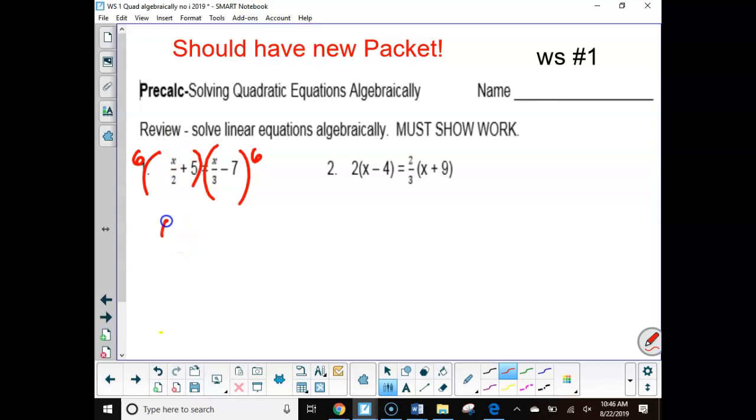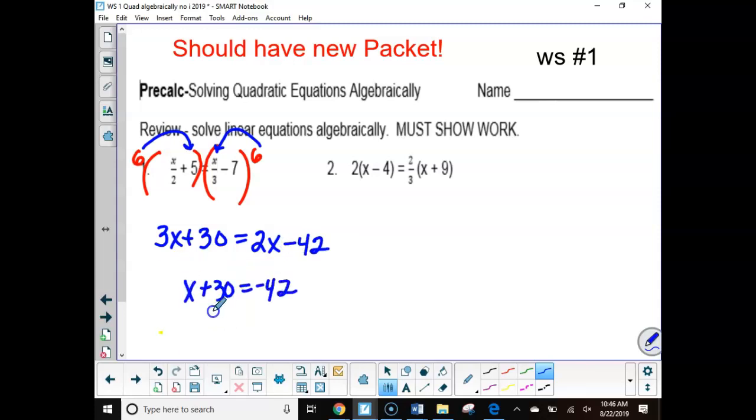All right, so if I distribute here, I get 6 times x divided by 2 would be what? 3x. Plus, remember it's still multiplying here, 6 times 5 is 30. Over here, 6 times x divided by 3 would be 2x. And 6 times a negative 7 would be negative 42. If I subtract 2x, if I subtract 30, I didn't show a lot of work. Are we good?